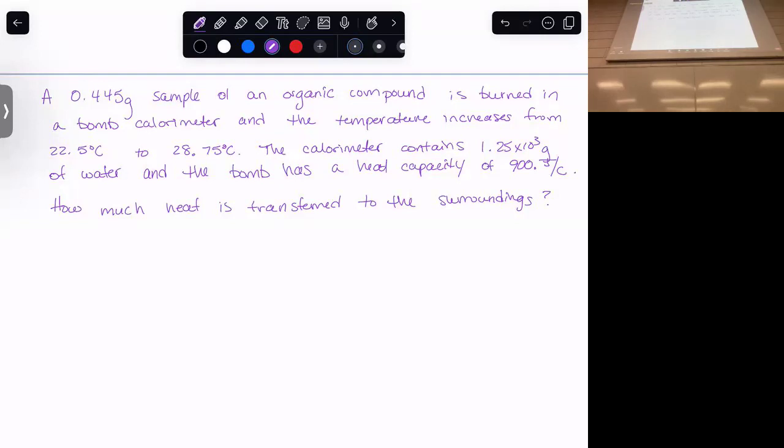Right. Sorry, these are kind of long. But for this question here, we have a 0.445 gram sample of an organic compound that is burned in a bomb calorimeter, and the temperature increases from 22.5 degrees Celsius to 28.75 degrees Celsius. The calorimeter contains 1.25 times 10 to the 3 grams of water, and the bomb has a heat capacity of 900 joules per Celsius. How much heat is transferred to the surroundings? Alrighty, what thoughts do we have about this one? Where were we going to start?